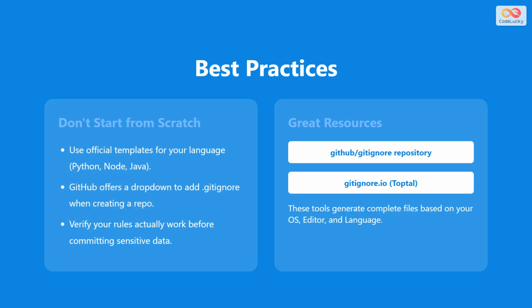You rarely need to write these from scratch. GitHub provides templates when you create a repository. There are also great websites like gitignore.io that generate the perfect file for you based on your operating system and programming language.